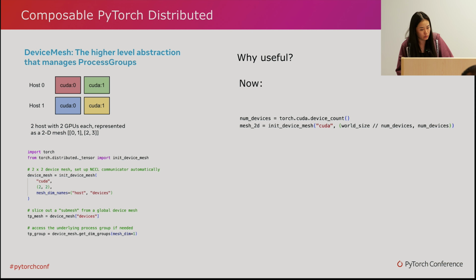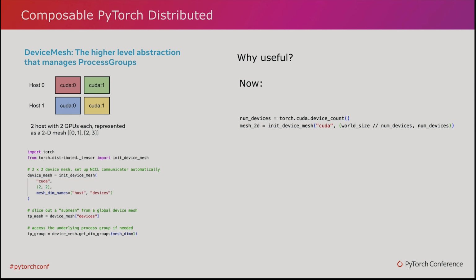And we can see that the user just needs to tell init_device_mesh on the right-hand side the number of CUDA devices per host, and the device mesh will automatically set up NCCL communicators within each host and across hosts. So it becomes just two lines. It's also important to note that after creation of the device mesh, the user can still get access to the underlying process group if needed. This significantly simplifies the setup of multi-dimensional parallelism.